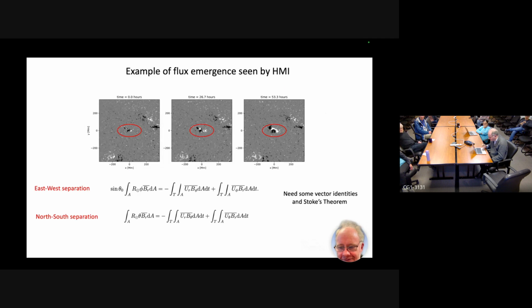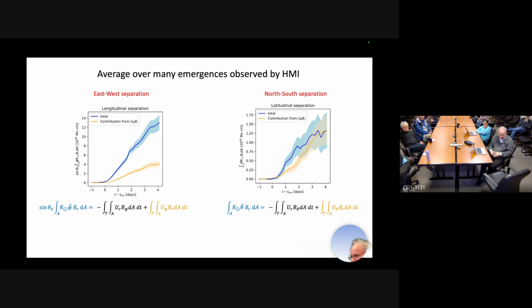So now I can measure the north-south separation at each instant in time, and I can measure from local correlation tracking or helioseismology the U phi. I can measure the BR. I have difficulty measuring the UR, and particularly the B phi, because of 180-degree ambiguity and noise. I can measure the term on the left, and the last terms on the right. And this is what they look like.